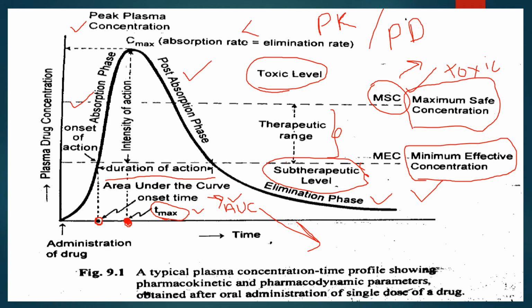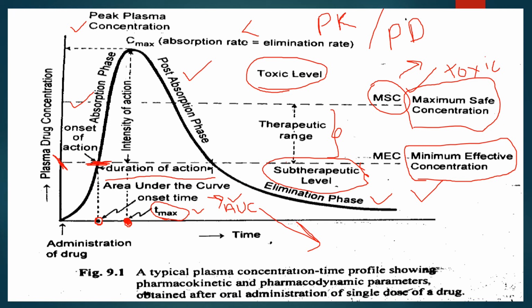Then onset of action. What is onset of action? The beginning of pharmacological response is called the onset of action. You can see here at this point, at this concentration, is the beginning of the pharmacological response. From this point, the pharmacological response will start. It is called the onset of action. It occurs when the plasma drug concentration just exceeds the required MEC, minimum effective concentration.